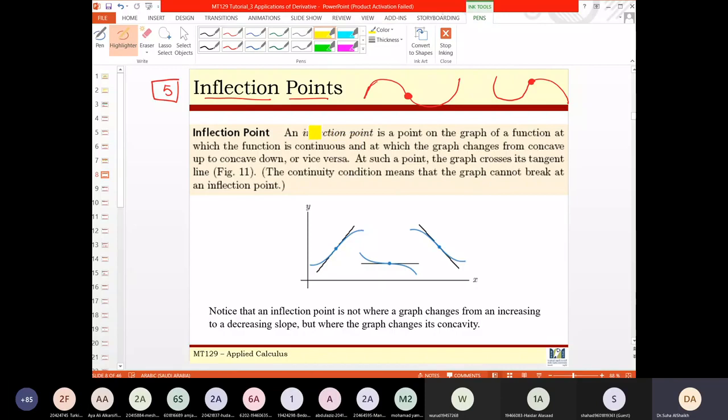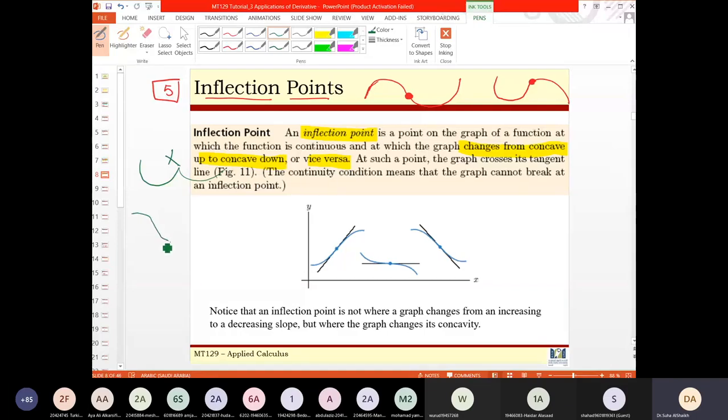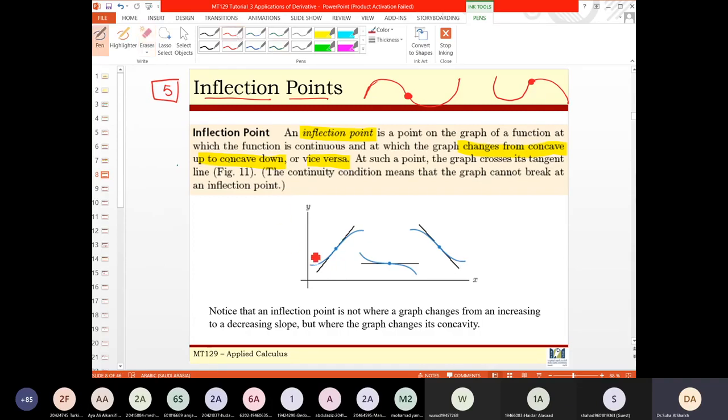So this is the definition. The inflection point is a point on the graph of the function at which the function is continuous, of course, and at which the graph changes from concave up to concave down, or vice versa. If the function is concave up and it remains concave up, it is not an inflection point. Concave down and it remains concave down, it is not. Okay.